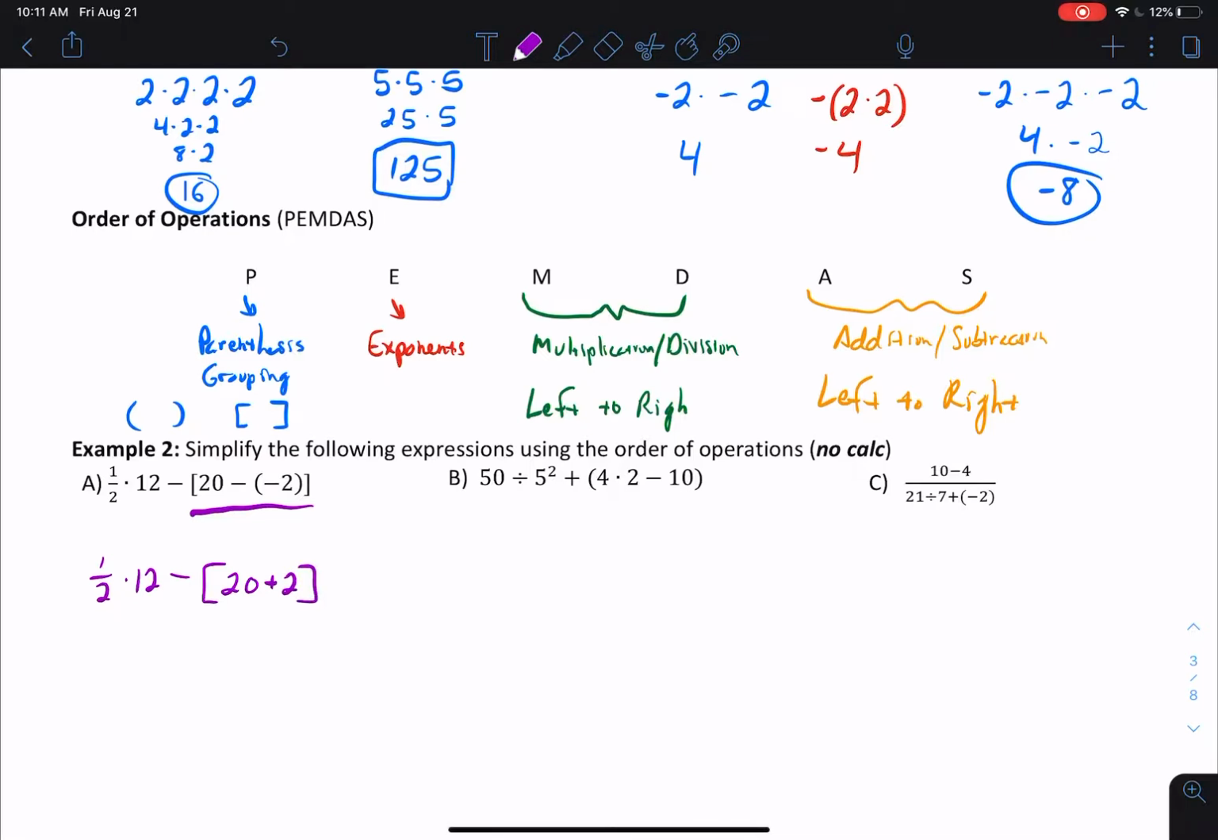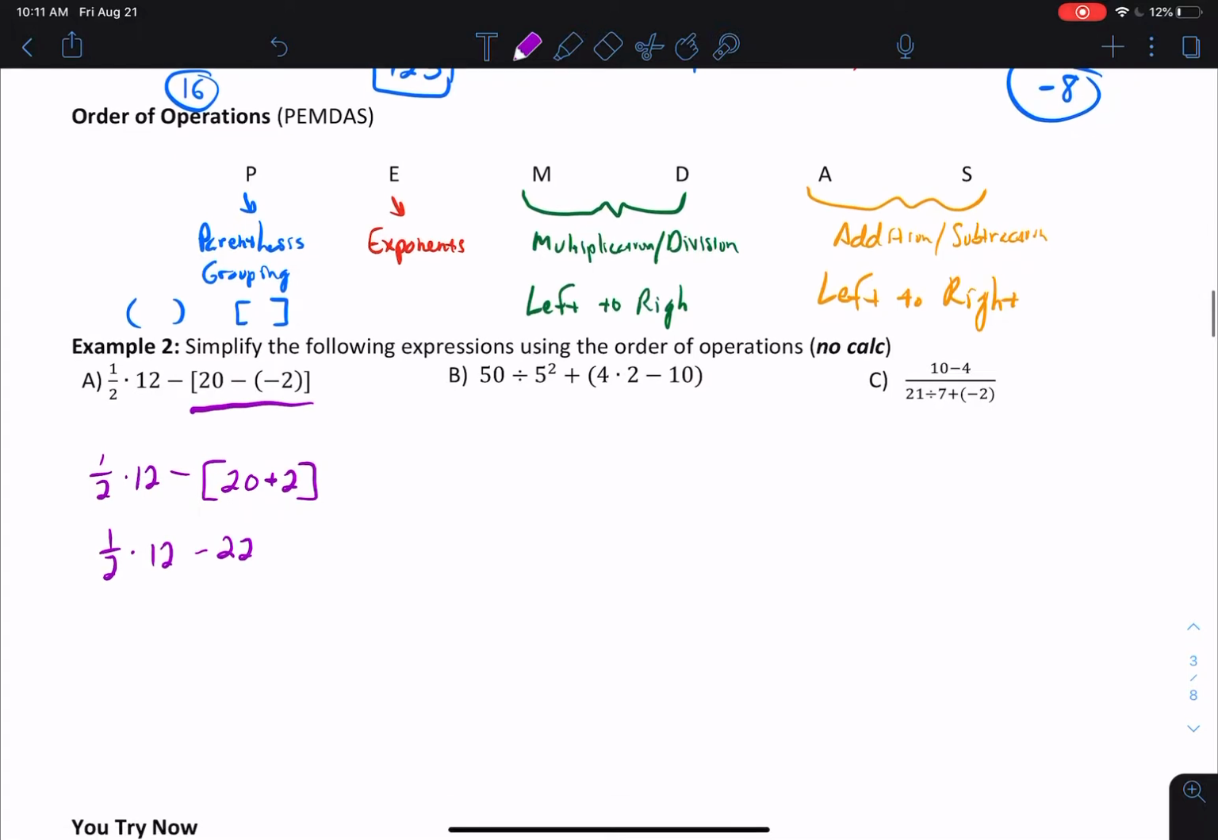So next, I'm going to simplify. I'm just going to get rid of those brackets because I can do 20 plus 2. So I've got 1/2 times 12 minus 22. Okay? Parentheses are taken care of. Next are exponents. There are no exponents. So next we do multiplication division from left to right. So I see multiplication. I have 1/2 times 12. So half of 12 is 6.